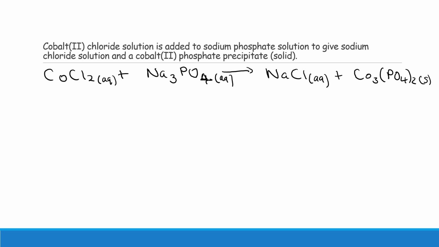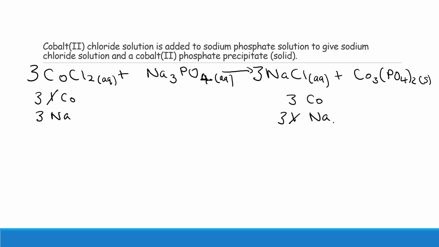Now, balance for metals. So let's have a look at which metals. I'm going to start with cobalt. So there is one cobalt atom here, and there are 3 cobalts here. So I'm going to put a 3 over here. So that gives me 3 cobalts. Now I'm also going to look at my sodiums. So I've got 3 sodiums on the reactant side, and on the product side I've got 1 sodium. So I'm going to put a 3 in front here. Remember, you can't change the formula.